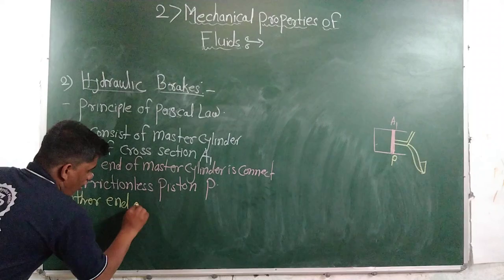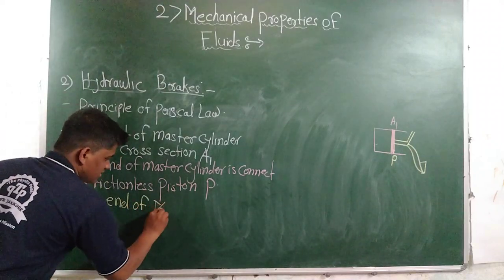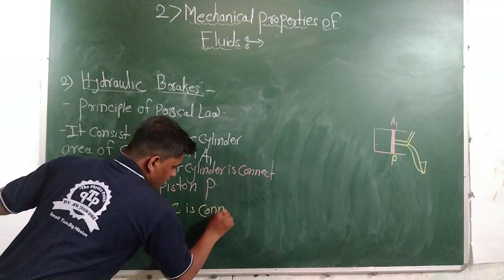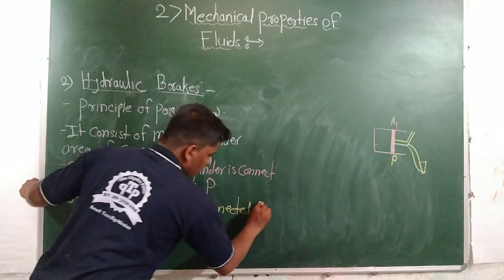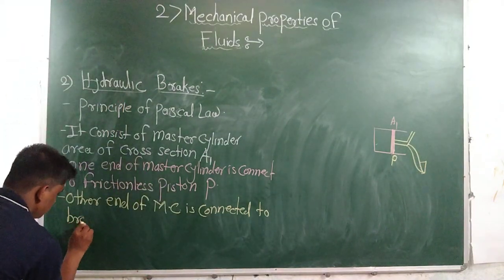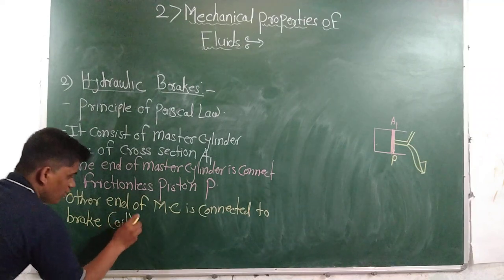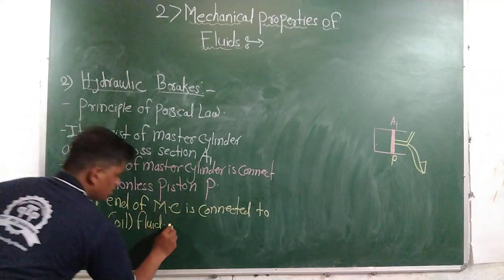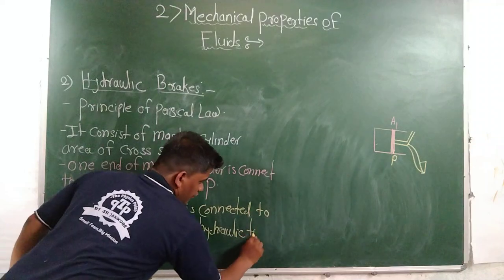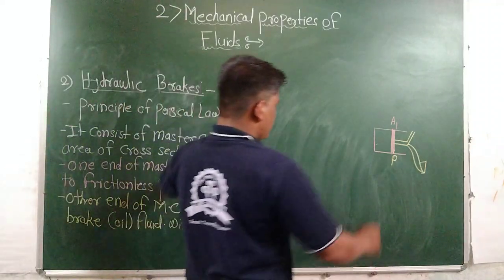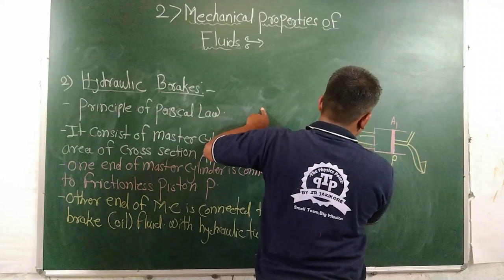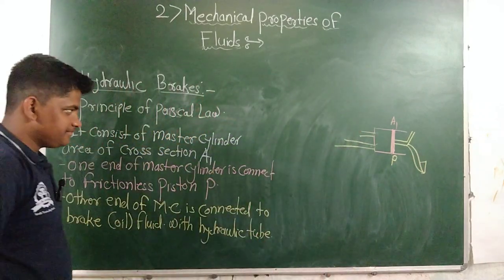The other end of the master cylinder, which I will write here as MC, is connected to oil or brake fluid with a hydraulic tube. I have drawn two different hydraulic tubes here.